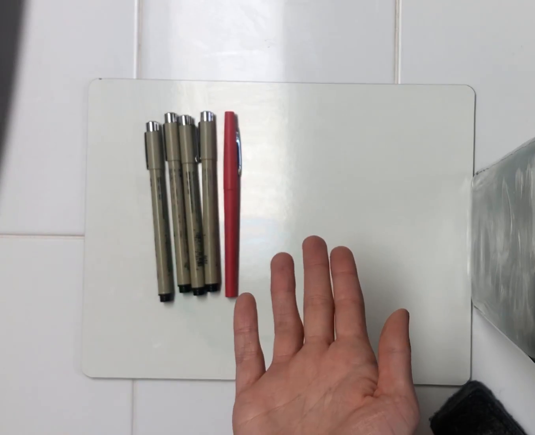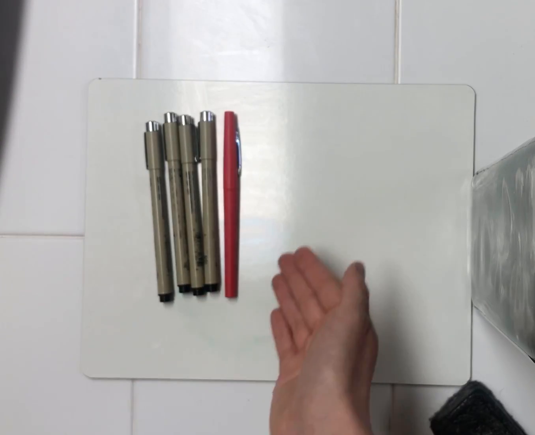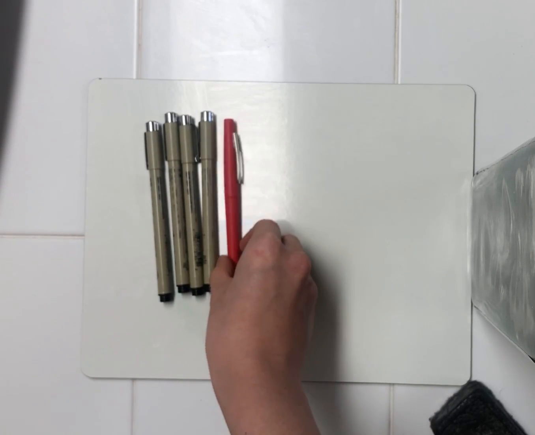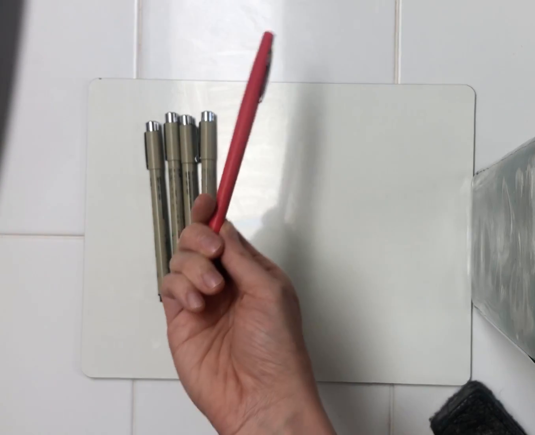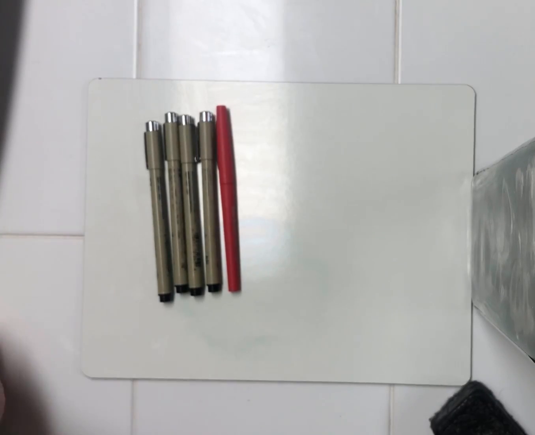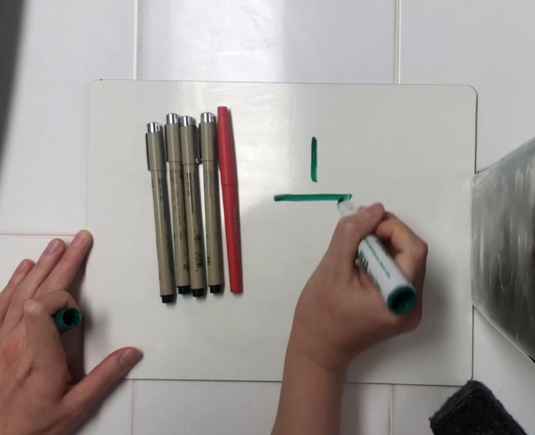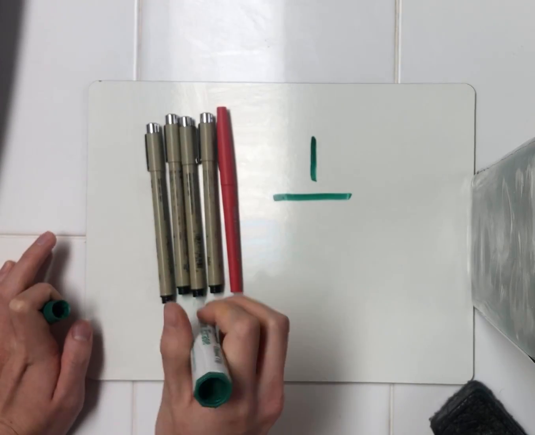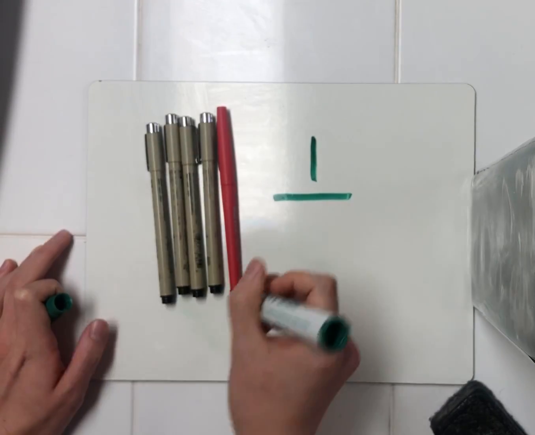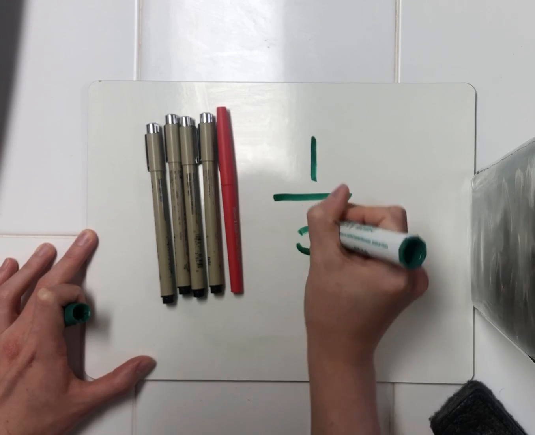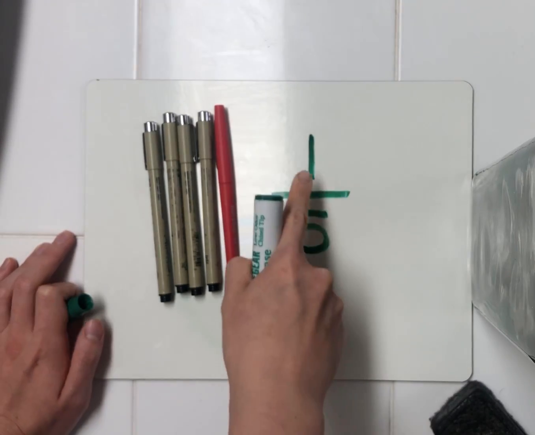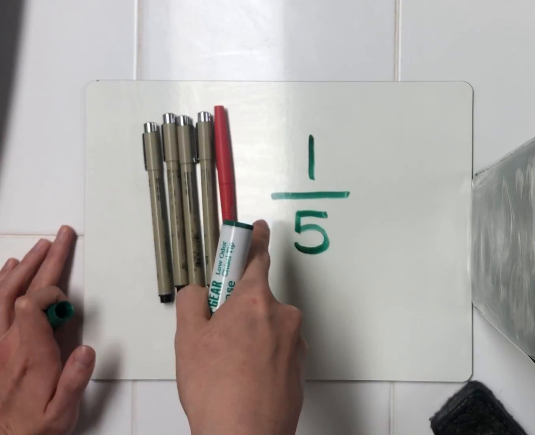If I asked you what fraction of these pens are red, you would count the red ones, so 1, and you would write that on the top. Then you put the total amount of pens on the bottom. If you remember, we had 5. So that means that 1 out of the 5 pens are red.